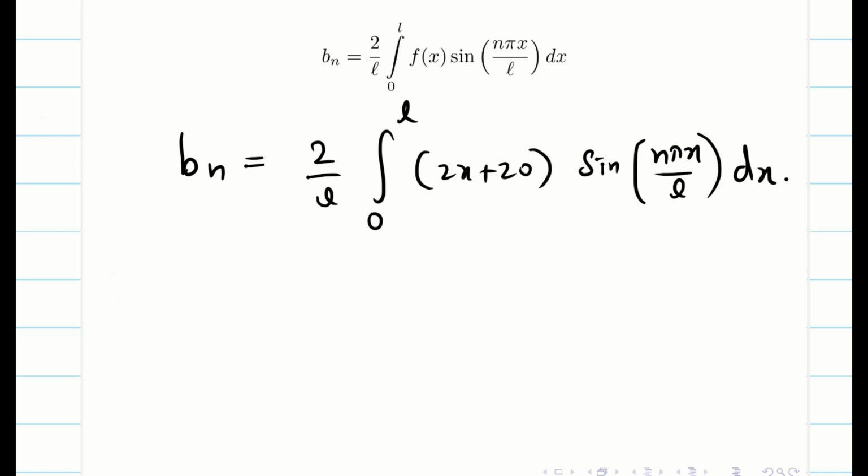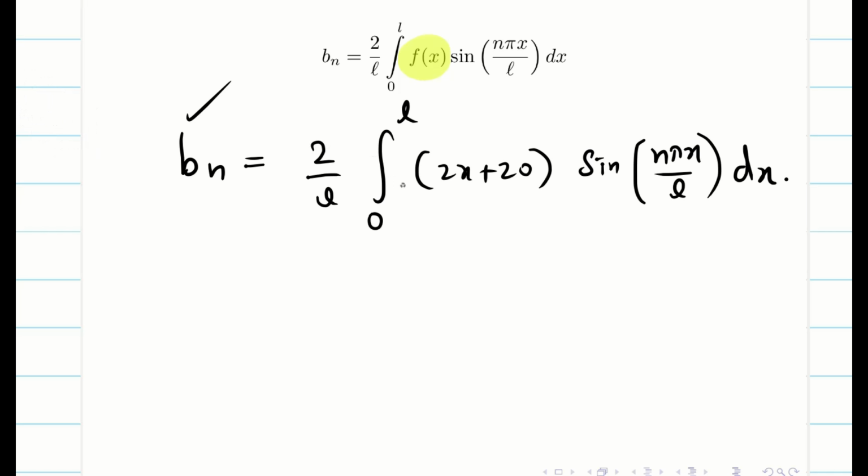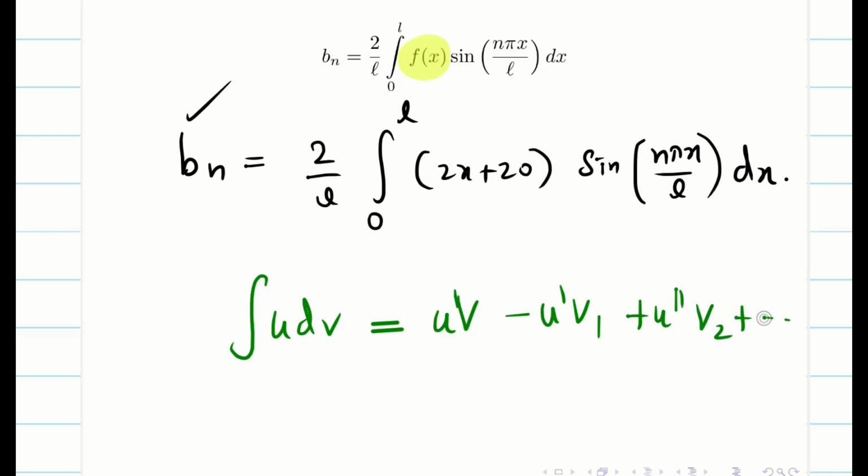My f of x is always going to be of the form ax plus b. So the power of x is 1. The integration is very simple for Bn. That is the advantage. Now let us integrate this and substitute in equation 3 to get the final solution. We are going to integrate using Bernoulli's formula: uv minus u dash v1 plus u double dash v2, etc.